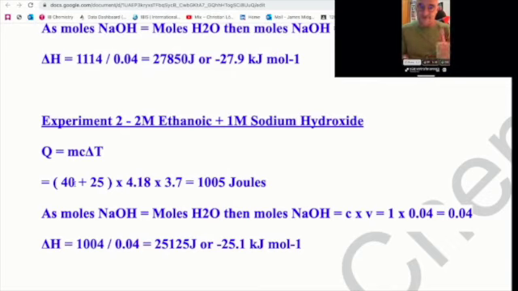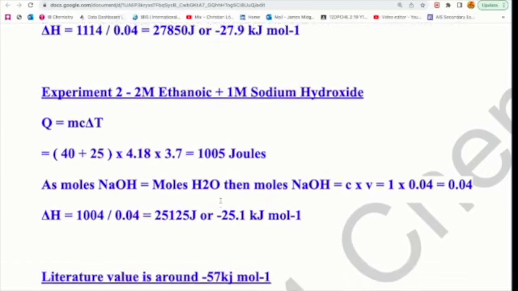That was a good result. I was happy with that. 3.7 gives me 1,005 joules. Same moles, equimolar, sodium hydroxide to water, same volume, same concentration, so it's the same number of moles. Divide 1,005 by 0.04, minus 25.1 kilojoules per mole. Thankfully less than sulfuric, that was a good result, but miles away from where it ought to be.